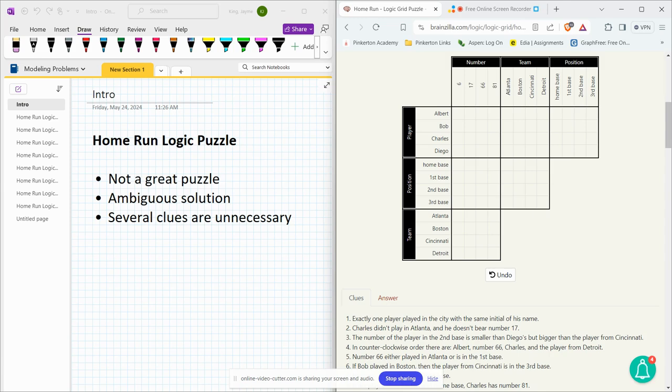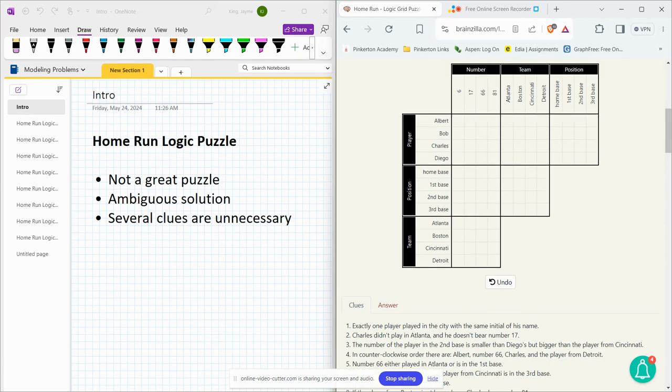So looking at these clues that we have, this first clue I can't really do anything with just yet. But number 2, Charles is not in Atlanta, and he wasn't number 17. Clue number 3, we're going to dive into this a little bit more.